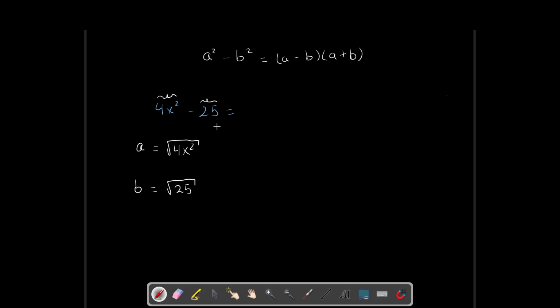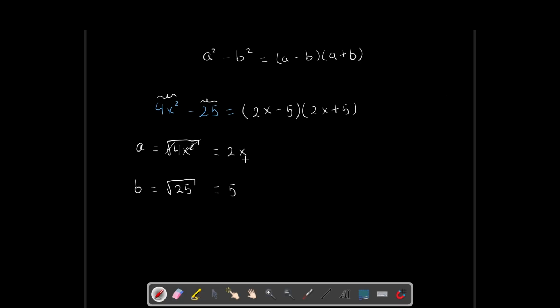So what is the square root of 4? The square root of 4 is 2, because 2 squared is 4. And what is the square root of x squared? It's just as easy: we can cancel the exponent with the index of the root. So we get 2x. This is our a, and the square root of 25 is just 5. There we have our a and our b, and by using the formula we can say that 4x squared minus 25 is equal to 2x minus 5 times 2x plus 5.